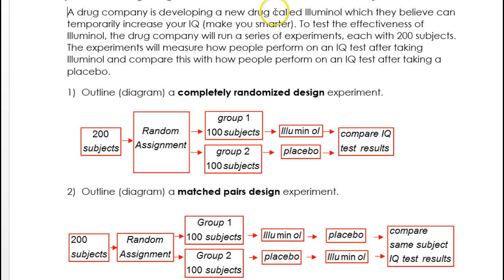A drug company is developing a new drug called Illuminol, which they believe can temporarily decrease your IQ. Decrease your IQ. Increase your IQ. Okay, I guess sounds like I need some Illuminol. To test the effectiveness of Illuminol, the drug company will run a series of experiments, each with 200 subjects. The experiments will measure how people perform on an IQ test after taking Illuminol and compare this with how people perform on an IQ test after taking a placebo, a fake pill that doesn't do anything.